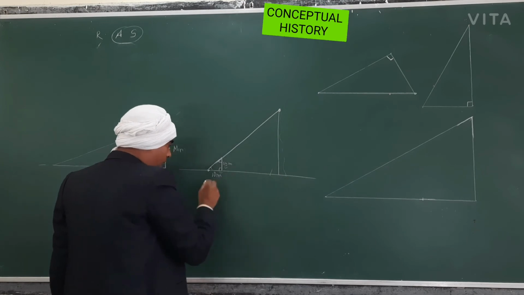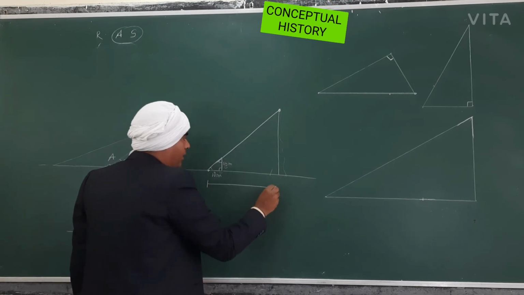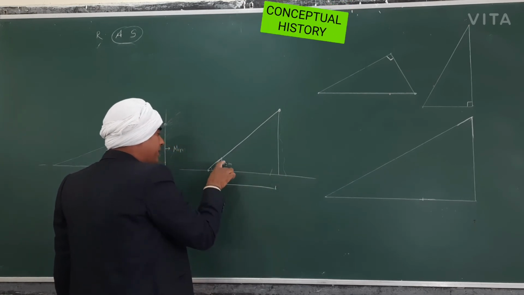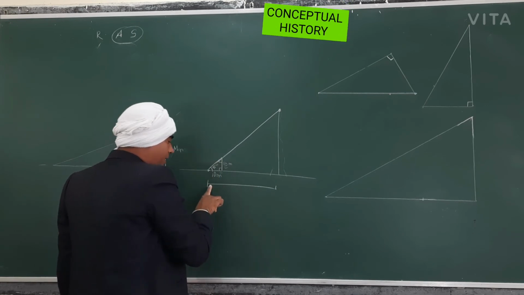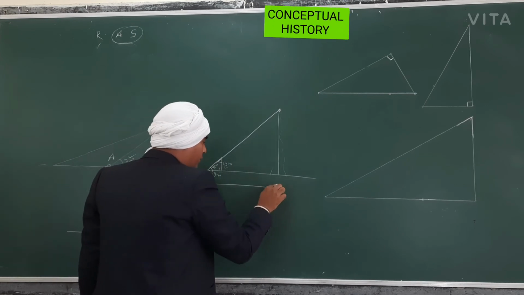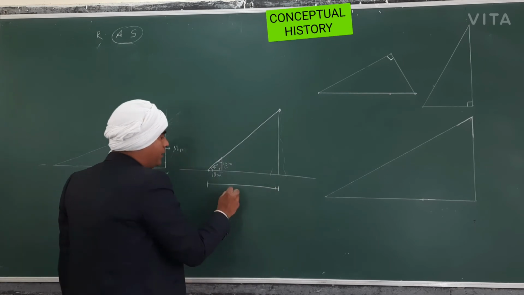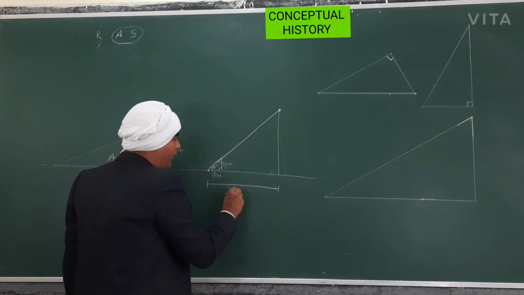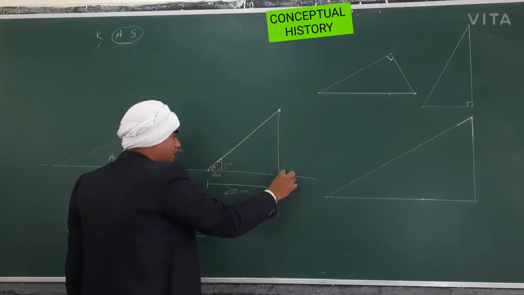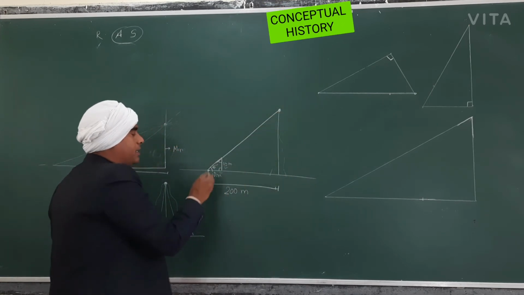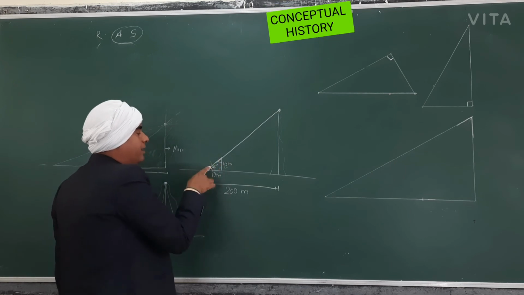This is the height of the shadow of the tower. So this is 10 meter, so confirm this is 45 degree. And what was the height of this shadow? Suppose it was 200 meter. So he confirmed the height of this tower is 200 meter, because he confirmed this is 45 degree.